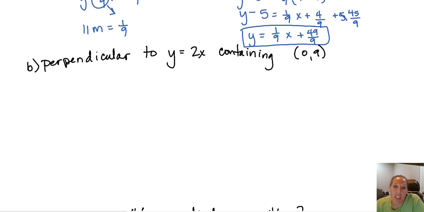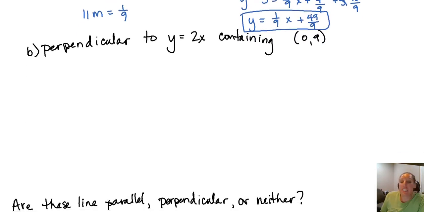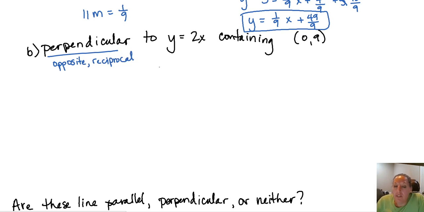Now, if we want to find the equation of the line that is perpendicular to y equals 2x that contains the point 0, 9. Remember, perpendicular slopes are always going to be opposite, meaning one's going to be positive and one's going to be negative, and reciprocals. We're going to flip it. So flip it, change the sign.